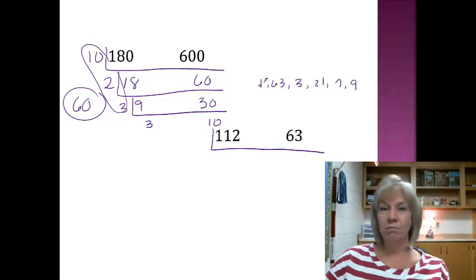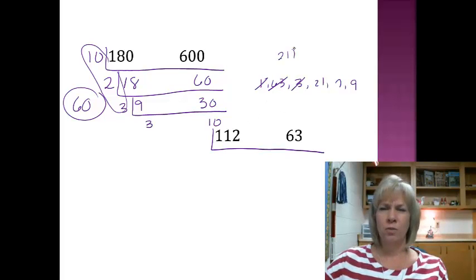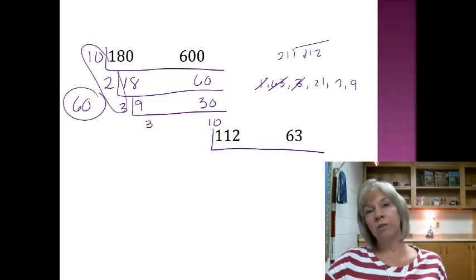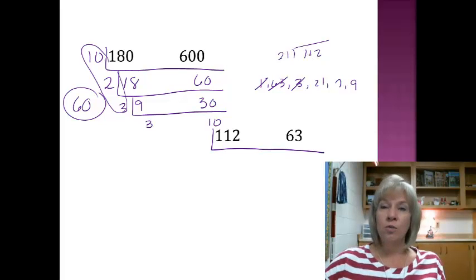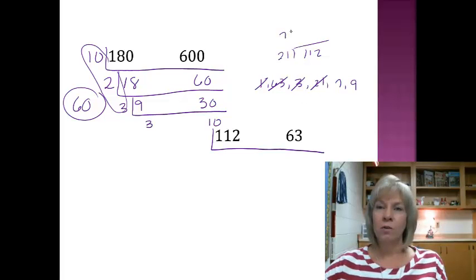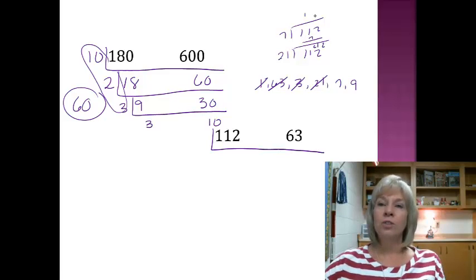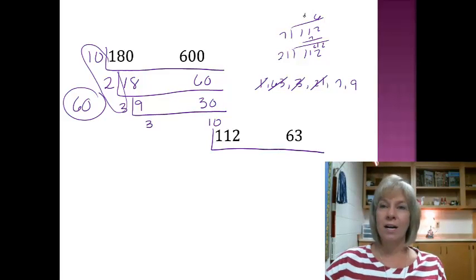112? Let's try. 1, nope, nope. 3, nope, because remember we add our digits. 4 cannot be divided by 3. 21, let's see, 21 into 112. Don't forget, whenever you need to, do a little bit of scratch work. That won't work. What about 7? Will 7 go into 112? 1, 7, 4, 2, yes, 16 times.